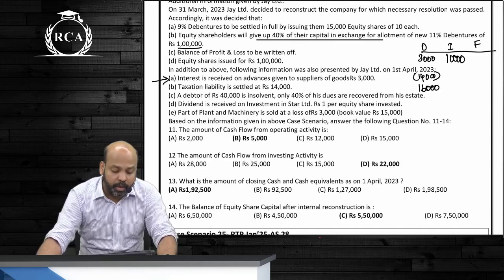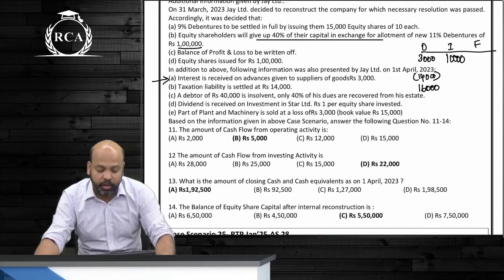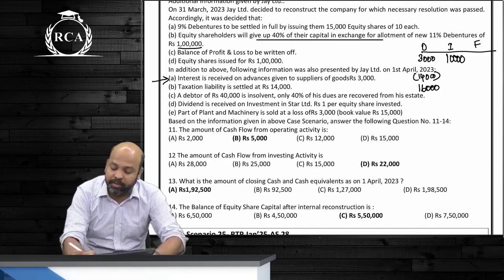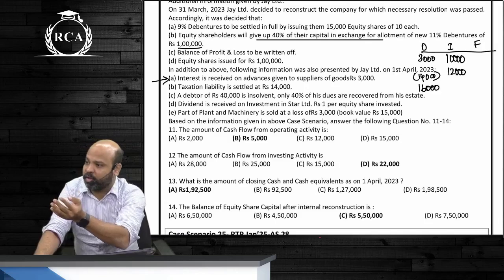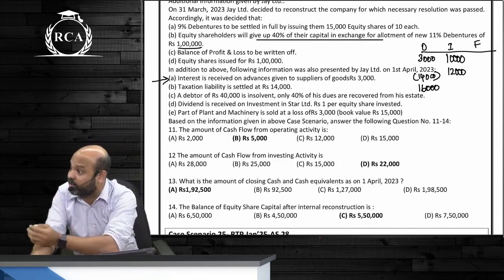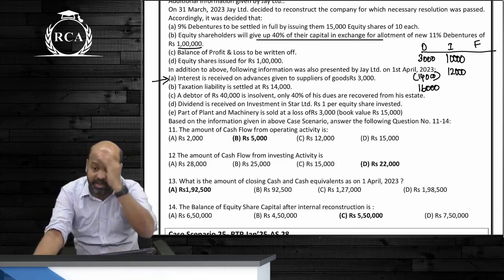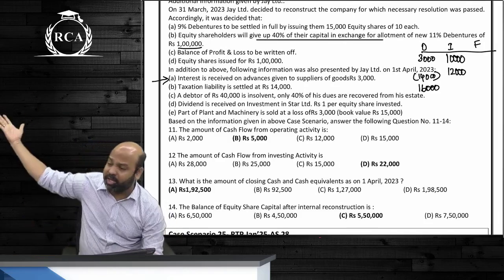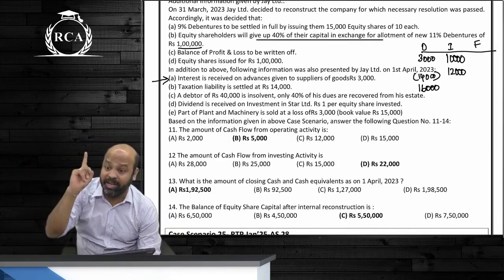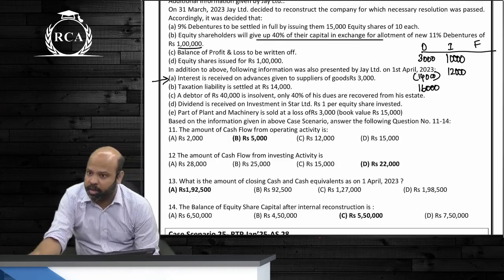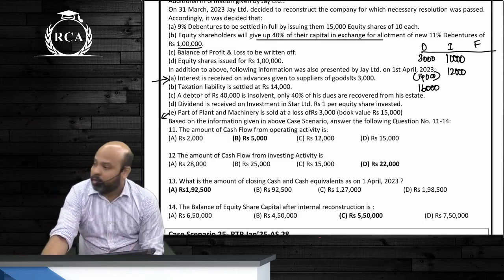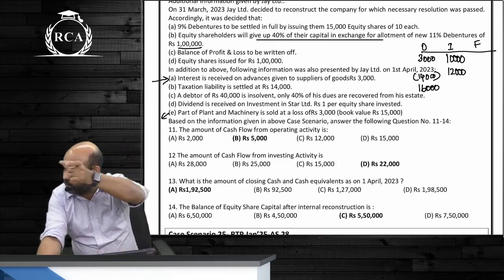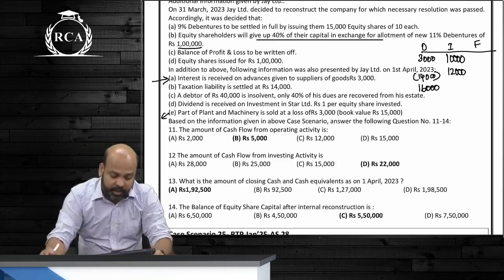10,000. Part of plant and machinery is sold at a loss of 3,000. Book value 15,000. That means he sold it for 12,000. Do not write under operating activities add back loss. We are not doing it under the indirect method; we are doing it under the direct method. Please understand that these are not transactions for a period; these are all transactions as on one day. Do not add back loss, as it is the direct method.